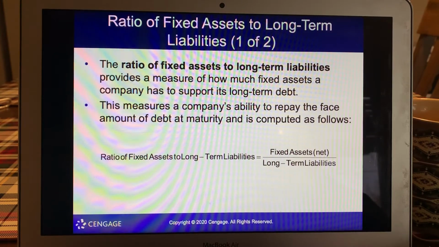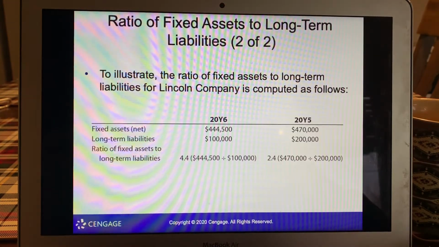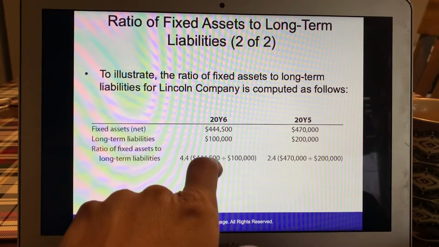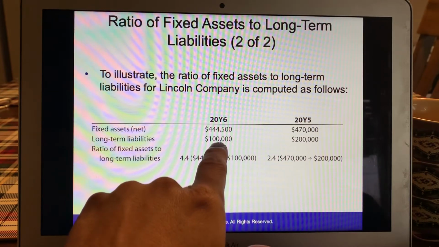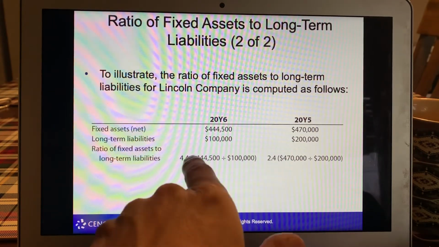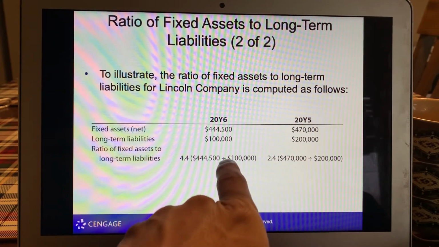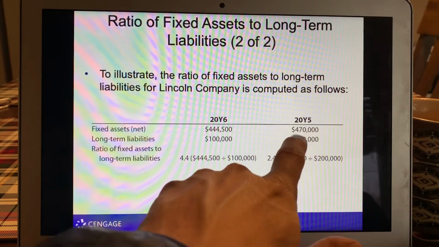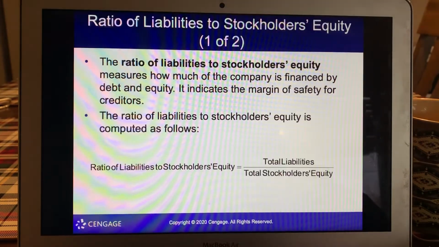The ratio of fixed assets to long-term liabilities is calculated as fixed assets, net, divided by long-term liabilities. So that's how we calculate it. For this example, it's going to be our fixed assets divided by 100,000, our liability. Same with this one. So 4.4 and this one's 2.4. All we did was divide this and then divide these as well, okay?